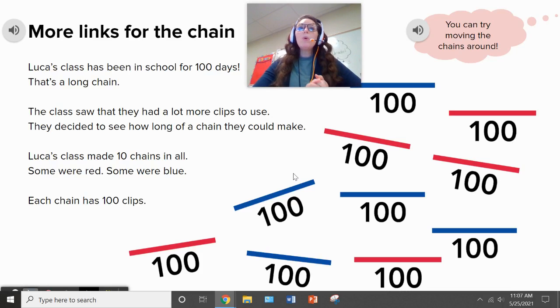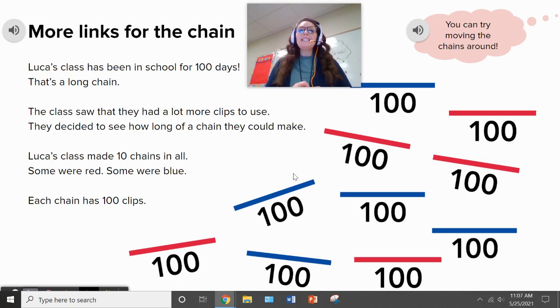Now there are even more links for Luca's chain. Luca's class has been in school for 100 days. That's a pretty long chain. But the class saw that they had a lot more clips left over to use. So they decided to see how long of a chain they could make with all of their clips.